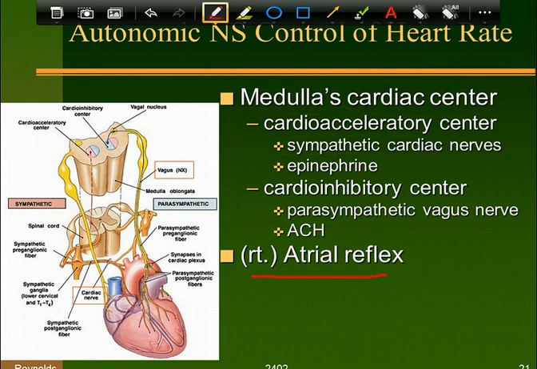Other thing that plays a part is the atrial reflex. It's called the right atrial reflex or atrial reflex. It resides right over here. And it's monitoring, it responds to, let me rephrase that, how much blood is coming in the vena cava.